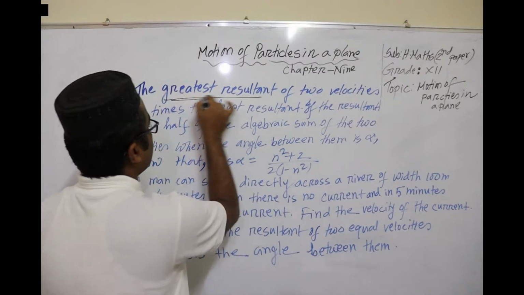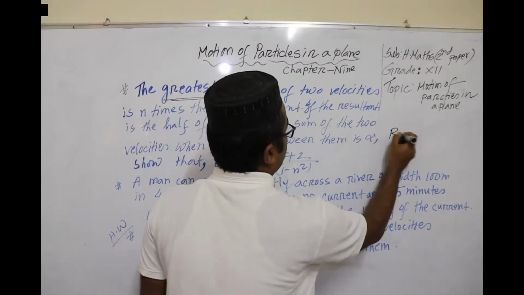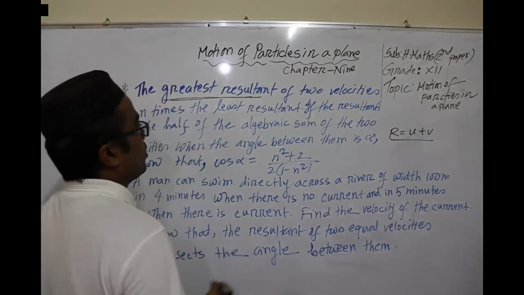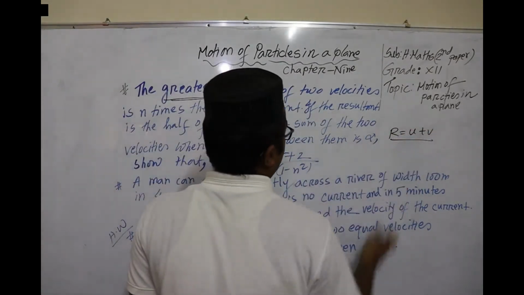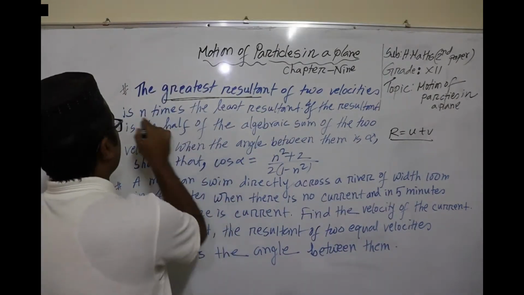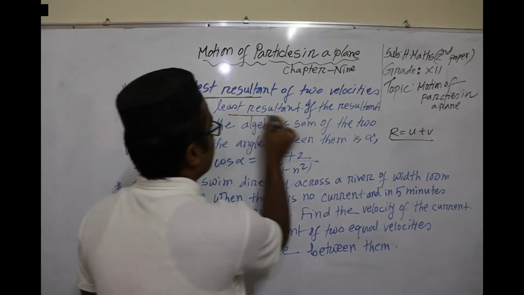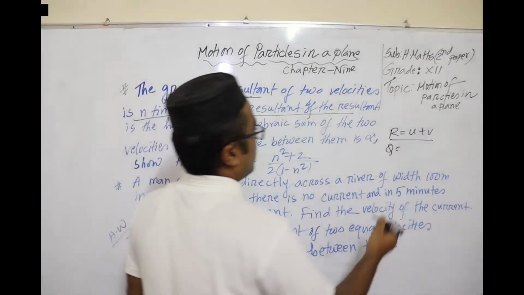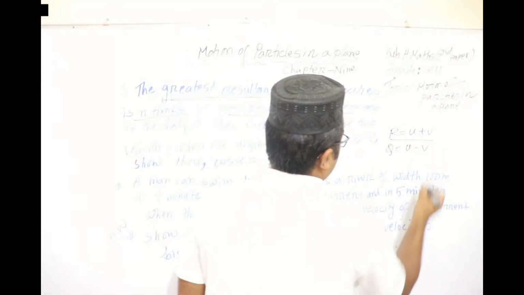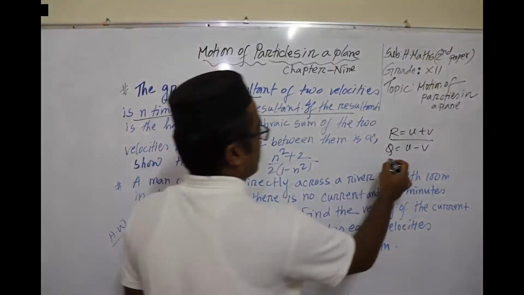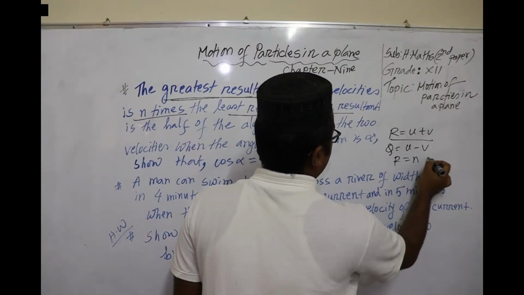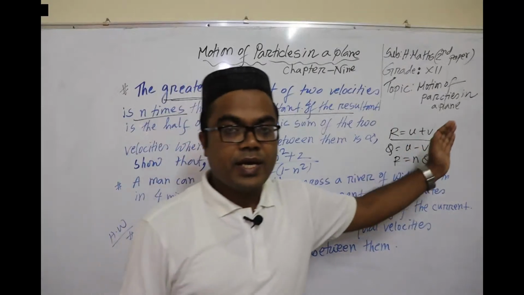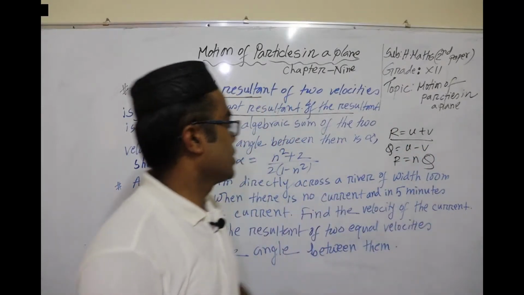So greatest resultant means if you consider this one R, we can say u plus v is the greatest resultant of two velocities, which is n times the least resultant of the velocities. Least resultant, if you consider Q, that time we can say u minus v. According to the question, R equals n times Q. Means the greatest resultant is n times the least resultant. Okay, that's all.